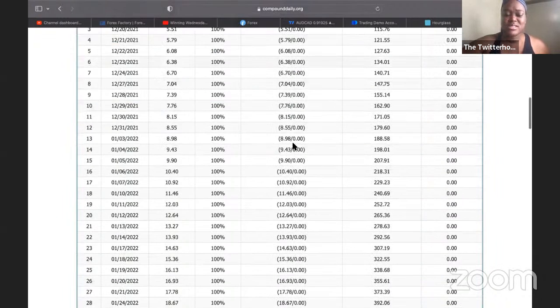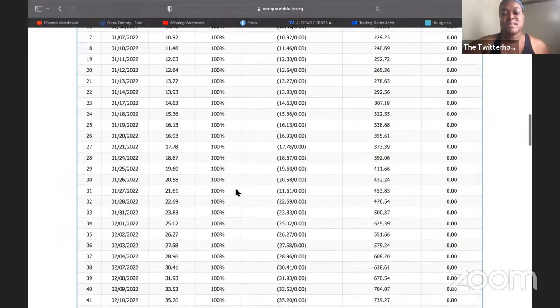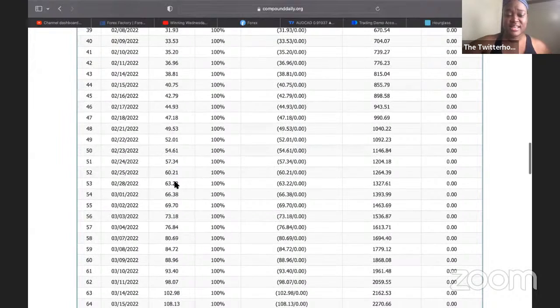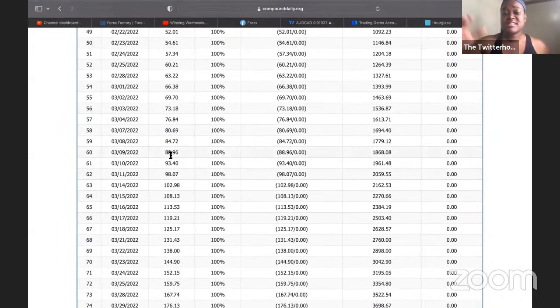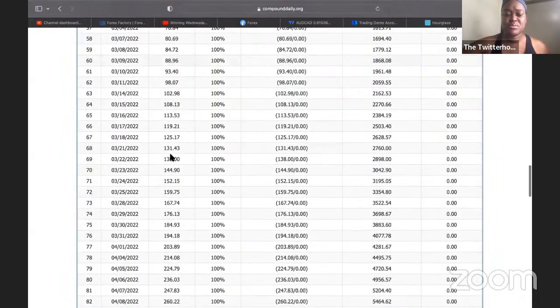Now let's fast forward to day 30 and we see that 5% is now $20.58. That's a little better than $5, right? So still we can go some more. 60 days, it's $88.96. That's 5%. So that's the power of compound interest. Just following a plan, sticking to the plan, and you'll see your money multiply.